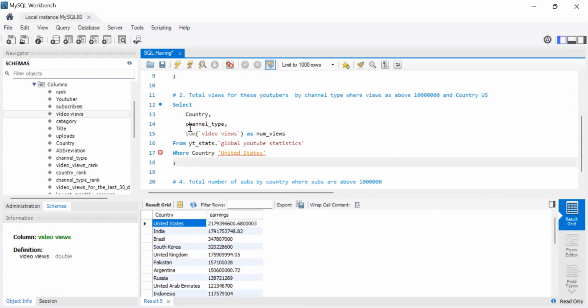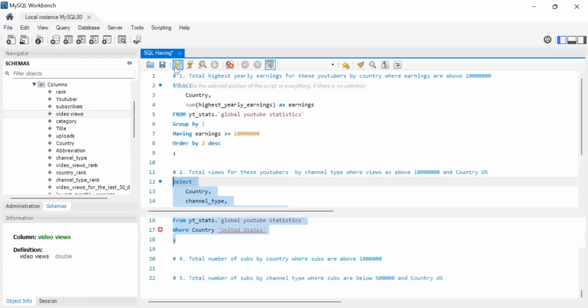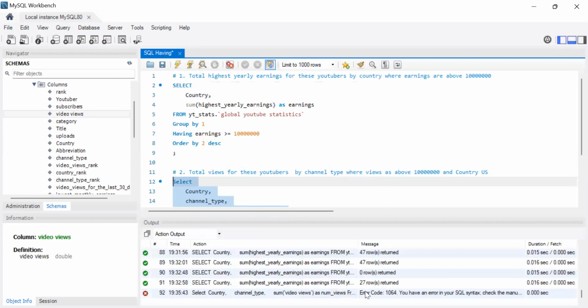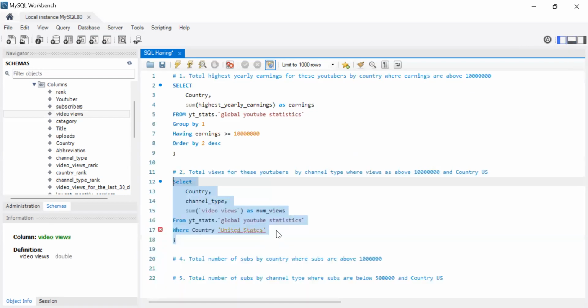Why is it doing that? Anyway, let's run and see. I might have to just write it. I have done this. Where, you see, where country equals United States.